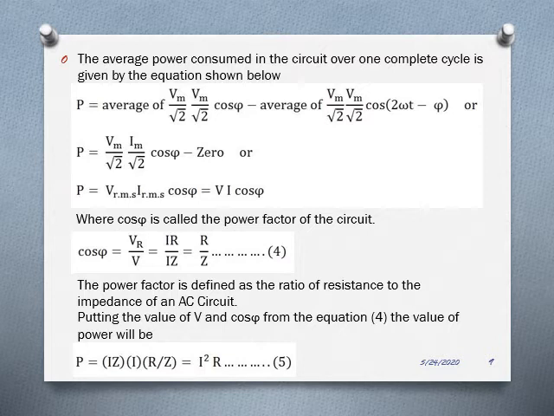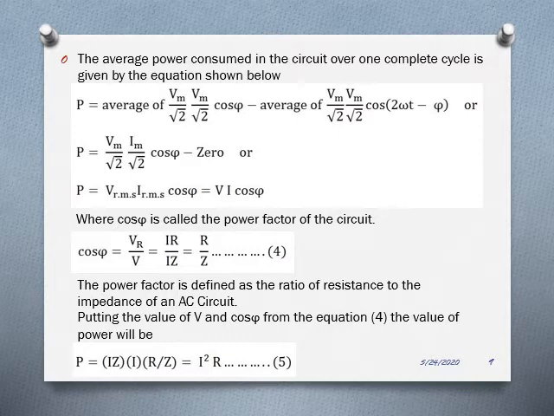Vm by root 2 is nothing but Vrms. Im by root 2 is Irms. So you can write the power as P equals Vrms Irms cos phi. The Vrms, you simply denote as V. Whenever you see a term V and I, it is just the RMS value. If it is a maximum value, definitely the subscript m will be given. Remember this while you are doing numerical problems: if no particular suffix is given, then just understand that it is the RMS value.